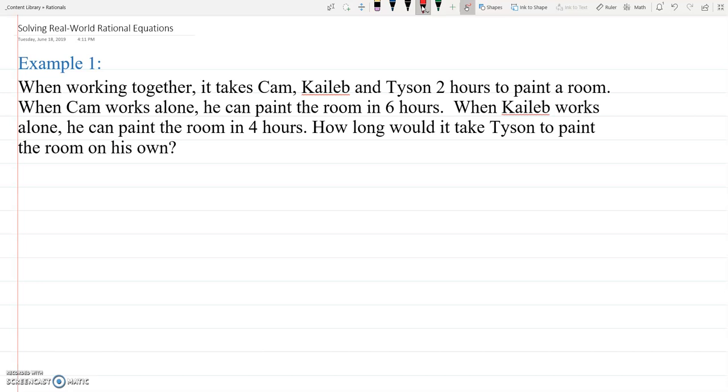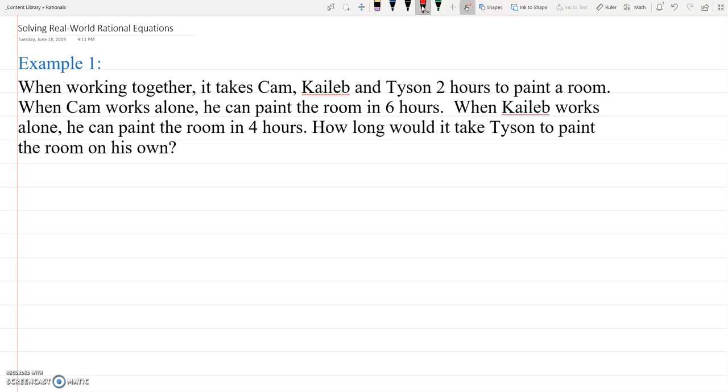When working together, it takes Cam, Caleb, and Tyson 2 hours to paint a room. So that's the information they're giving us. Next, if Cam were to paint this room alone, he can paint the room in 6 hours. When Caleb works alone, he can paint the same room in 4 hours, so Caleb's better than Cam. And what we're trying to find out is how long it would take Tyson to paint the room on his own.